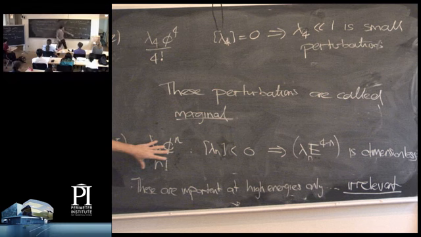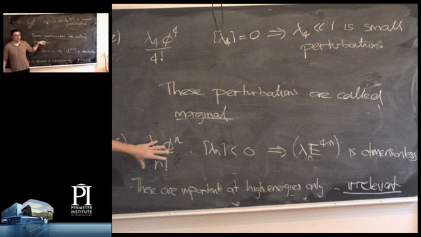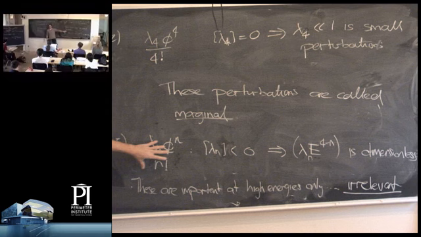Finally, I should just say a caveat. Figuring out whether things are irrelevant, marginal, or relevant is simple by just looking at the Lagrangian, but you often don't get the right answer. These categorizations can change because of quantum effects. So if you start computing quantum effects, it can shift operators from relevant to irrelevant, marginal to relevant. Okay, so this is a first order approximation, but these things can change.